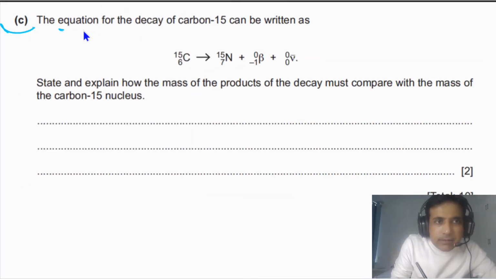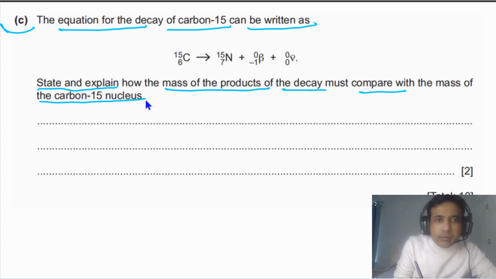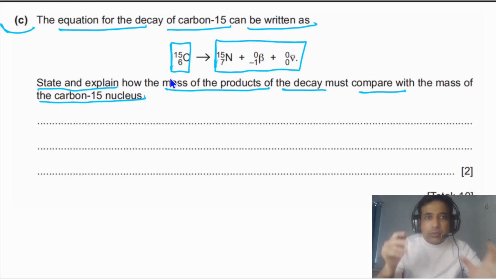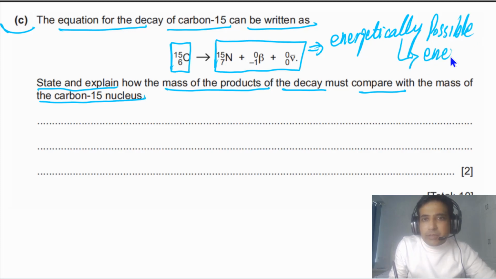Part C says the equation for the decay of carbon-15 can be written as shown. Explain how the mass of the products of the decay must compare with the mass of the carbon-15 nucleus. So these are our reactants and these are our products. We need to compare the mass of the products with the mass of the reactants. If this reaction is energetically possible, energy will be released. If energy is released, it means mass is decreasing.